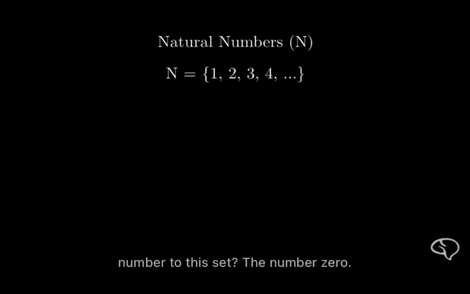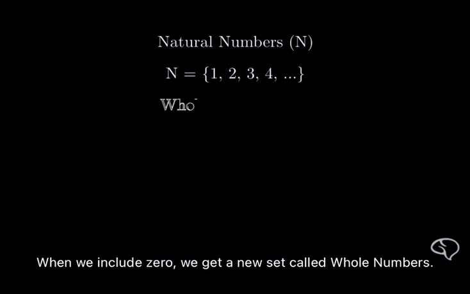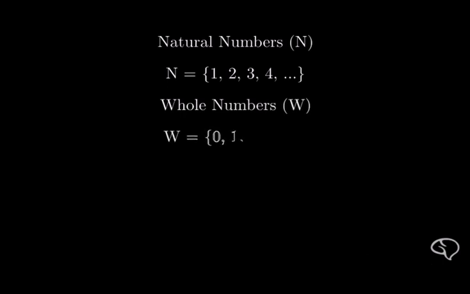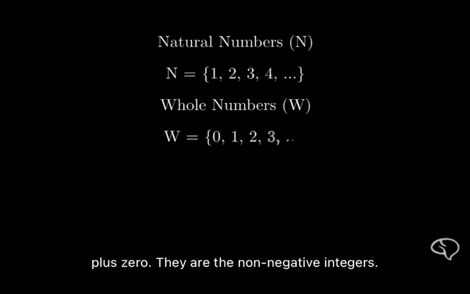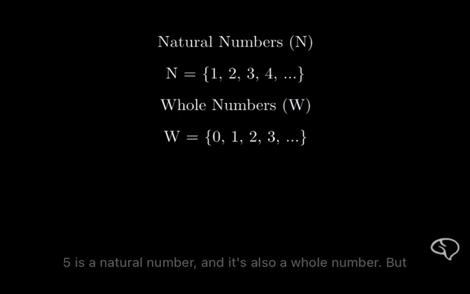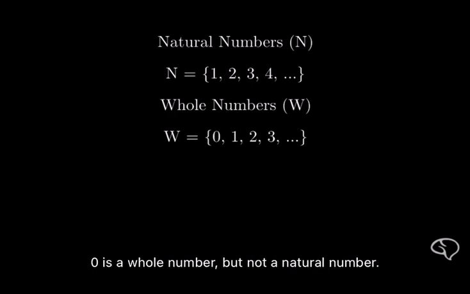Now, what happens if we add one more number to this set? The number 0. When we include 0, we get a new set called whole numbers. So whole numbers are simply the natural numbers plus 0. They are the non-negative integers. This means every natural number is also a whole number. For instance, 5 is a natural number and it's also a whole number. But 0 is a whole number, but not a natural number.